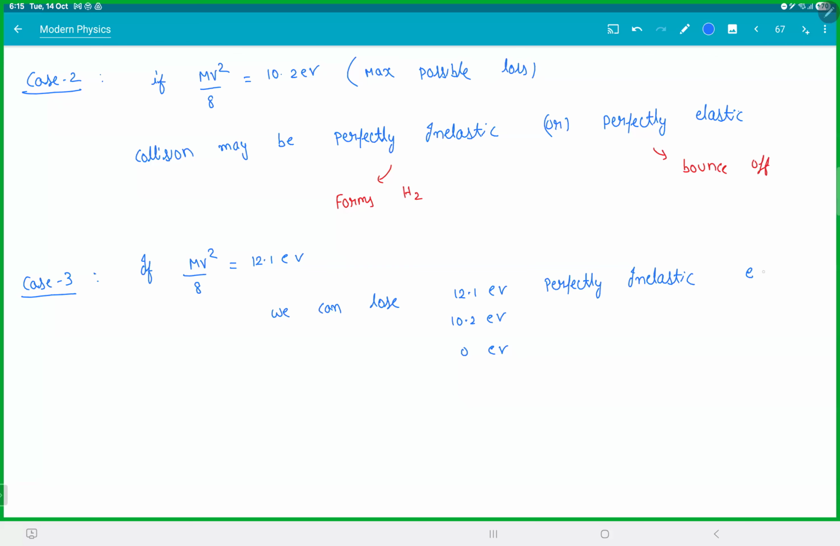Where the e value is 0. This is inelastic, where the e value will be between 0 and 1. This is perfectly elastic, e is equal to 1. e is the coefficient of restitution.